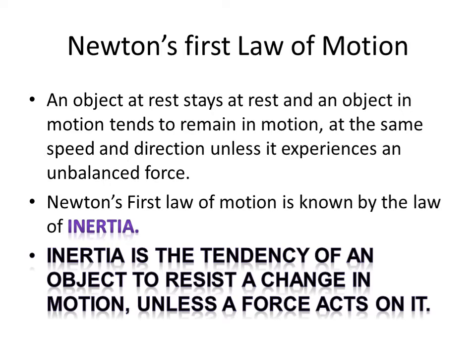Newton's first law of motion is known as the law of inertia. What is inertia? Inertia is the tendency of an object to resist any change in motion. It means the tendency of an object to stay at rest if it is at rest, to stay in motion if it is in motion, unless a force acts on it. By the way, all objects have inertia. All objects resist any change in their condition of moving or being at rest unless a force acts on them.